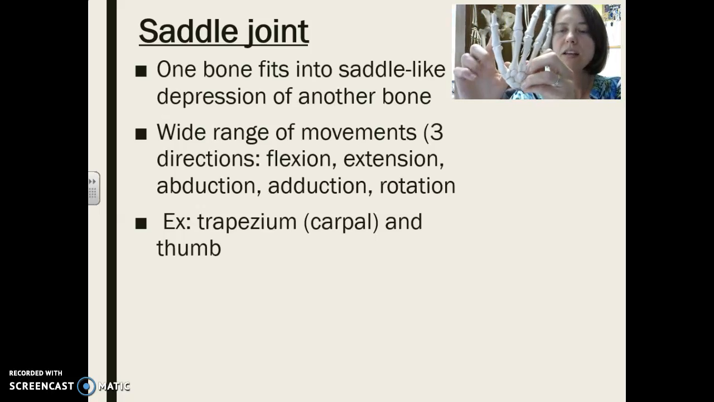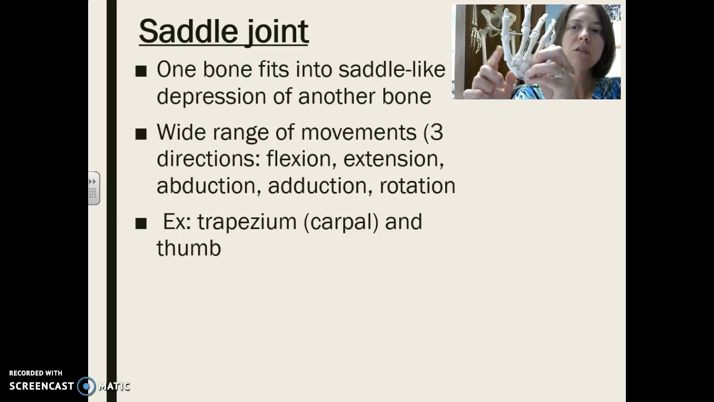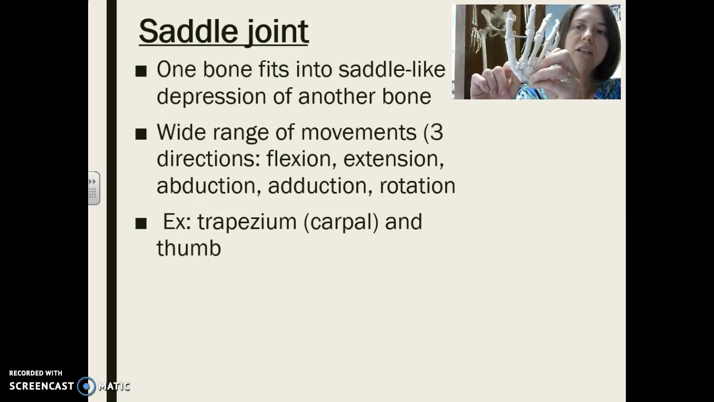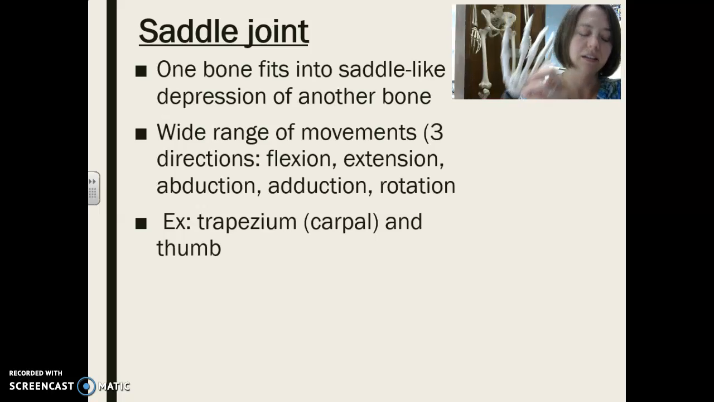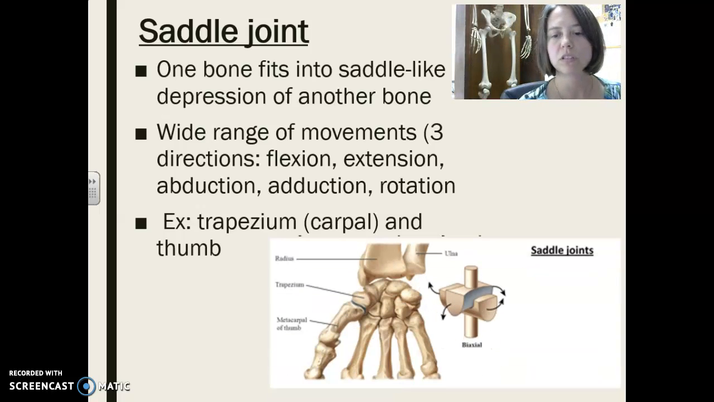So if we look at the proximal phalanx of the thumb, there is a saddle-like joint between the trapezium and the phalanx. Getting a close view, we can see that one saddle-like bone fits into the depression of another. The metacarpal of the thumb fits into the saddle of the carpal, the trapezium.